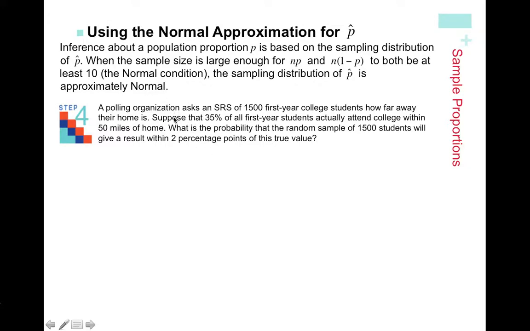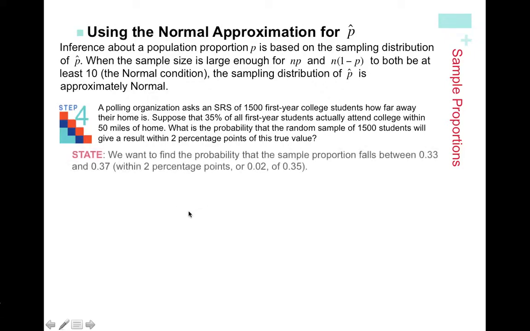So a polling organization, this is used all the time with polling people, because we can't poll everybody. We're going to ask a simple random sample of 1,500 first-year college students about how far away their home is. Suppose that 35% of first-year students actually attend college within 50 miles of their home. So 35% of all first-year students will attend school within 50 miles. What is the probability that the random sample of 1,500 students will give a result within 2 percentage points of this true value?